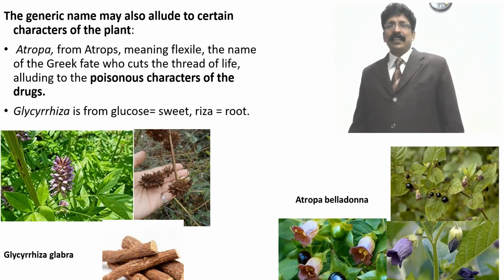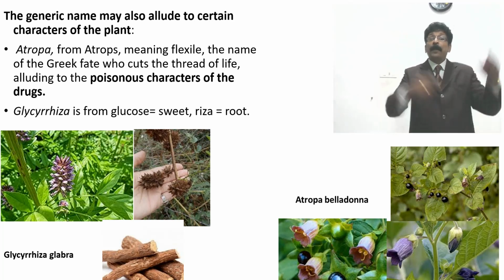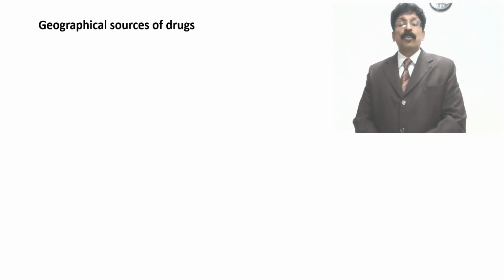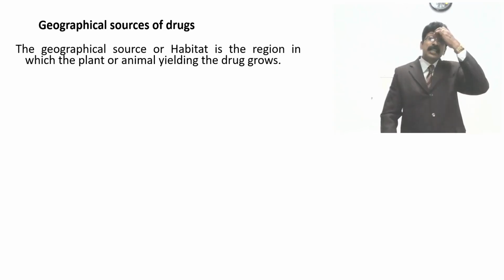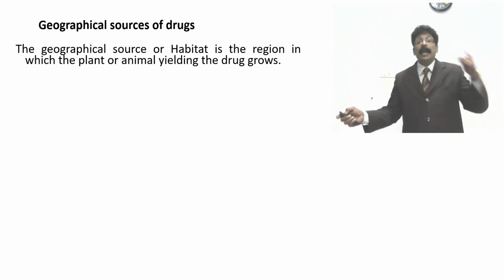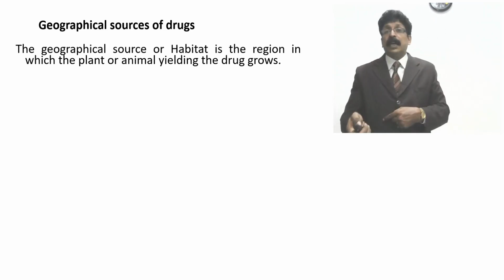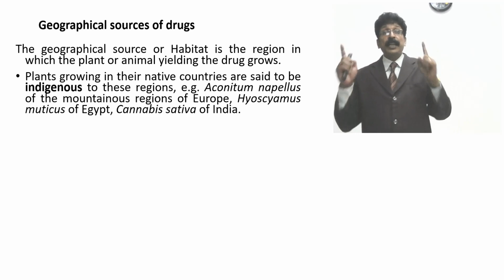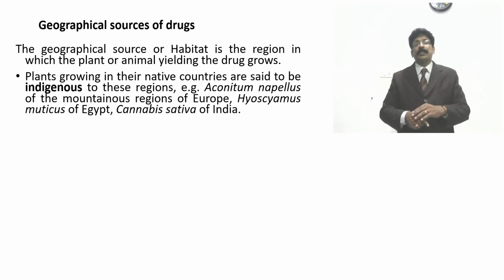So this is a proof, for example, of how far people go to classify the natural sources of plants. How interesting to talk about that. And now the geographical source of drugs. The geographical source is the region in which the plant or the animal yielding the drug grows. Sometimes the plants are indigenous; native to a country is said to be indigenous to this country, indigenous to this place.